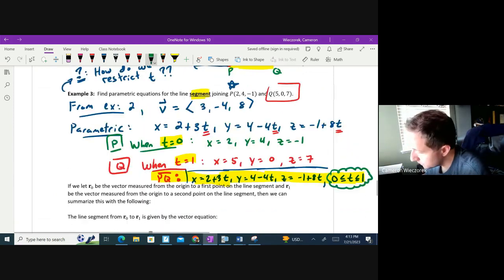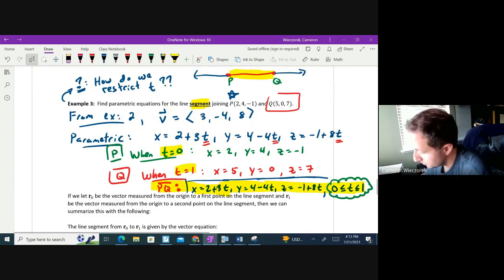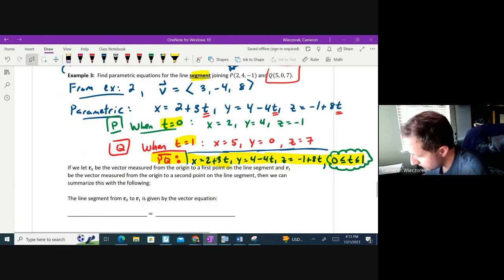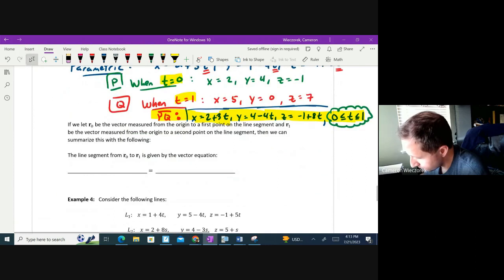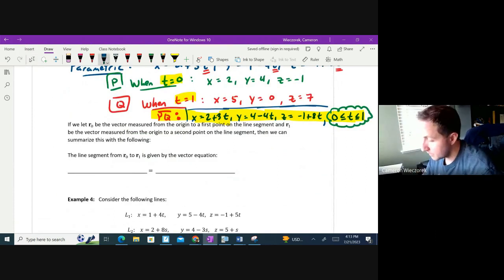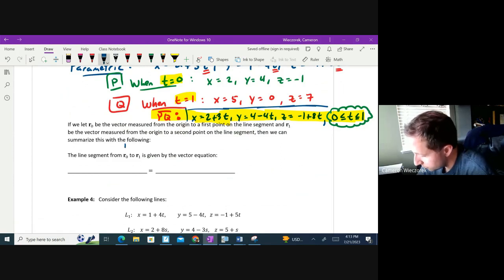Just another way of doing this. This is my process. How we did it in example 3 is exactly how I would do it. But your textbook does give another representation. If you want to write the equation of the line segment from a starting point to an ending point, well, you can draw an initial vector to the starting point. You can draw a final vector to the ending point. So we'll call those vectors R0 and R1.